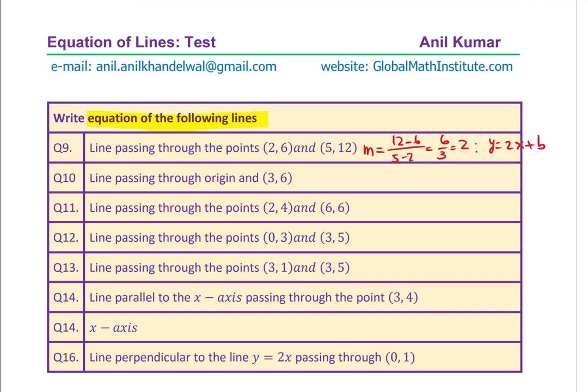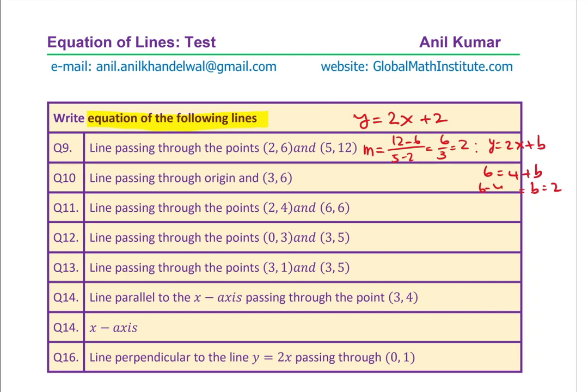Now we have to find the value of b, the y-intercept. To find that value, you can take (2, 6) as one of the points. So I'll put 6 here and 2 there. So we get 4 plus b, and clearly b is equal to 6 minus 4, which is equal to 2. And therefore, we can give this equation as y equals 2x plus 2, with slope 2 and y-intercept 2.